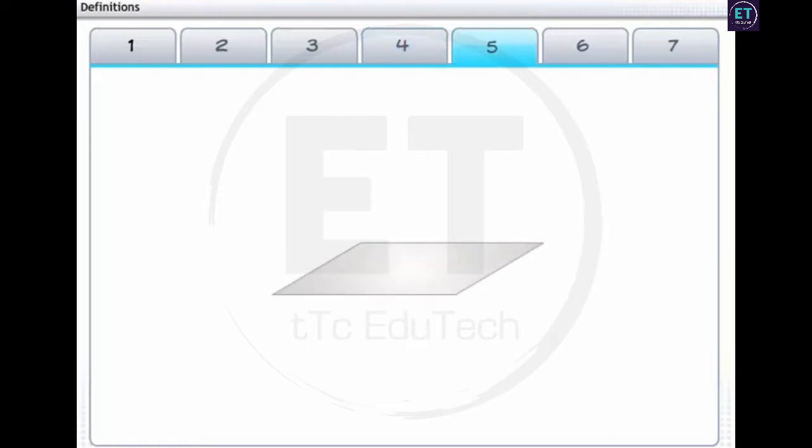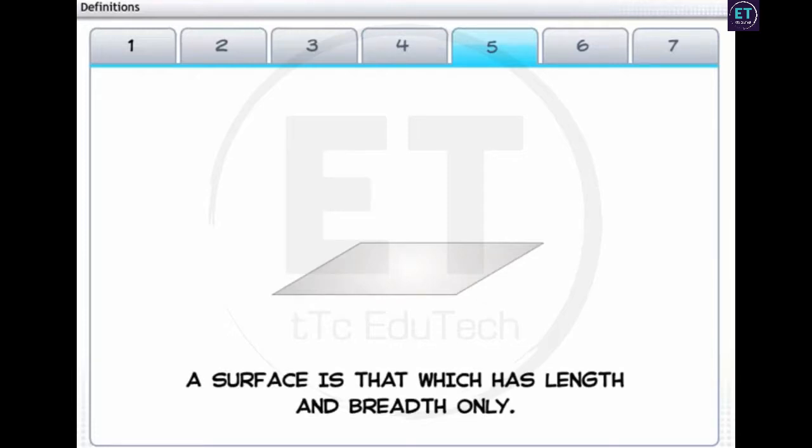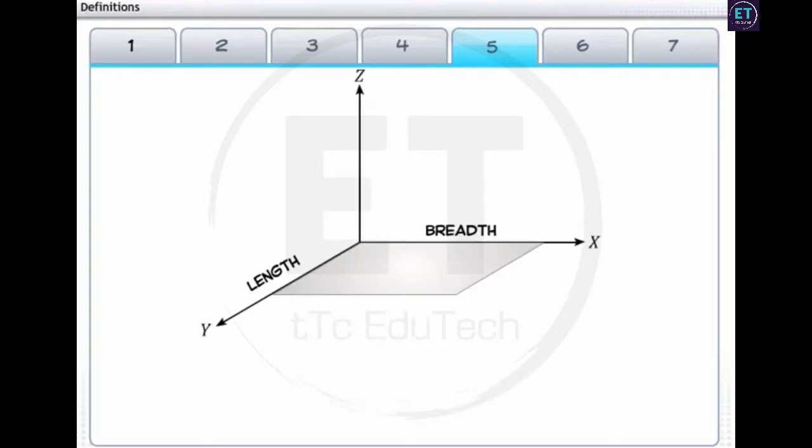The fifth definition states that a surface is that which has length and breadth only. It's clear that the length and breadth account for two dimensions similar to the x and y axis.